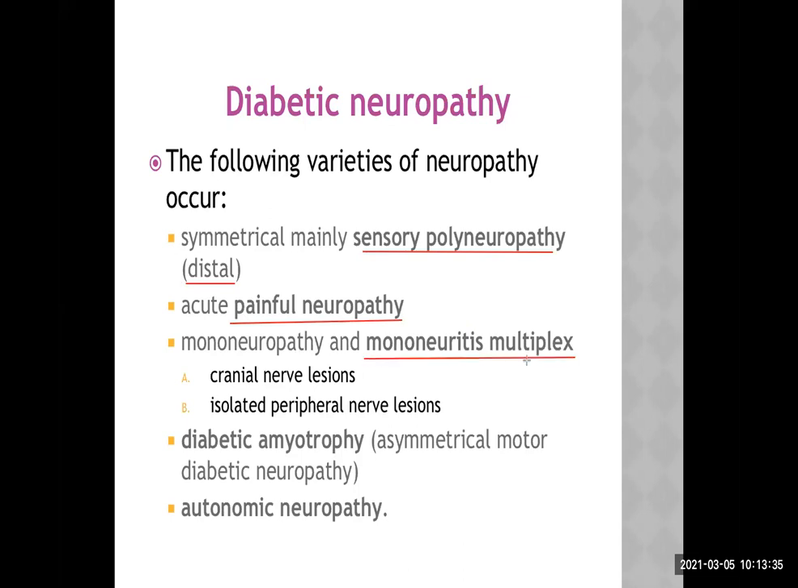Different nerves are affected in multiple parts of the body, like cranial nerves or the peripheral nerves. It may be the seventh cranial nerve. It may be the third cranial nerve. It may be the femoral nerve. It may be the obturator nerve, or it may be the sciatic nerve. Another is diabetic amyotrophy. Because of motor nerve involvement, the muscles are atrophied. That is known as amyotrophy, atrophy of muscle because of motor nerve involvement, which is asymmetrical. And another is autonomic neuropathy. So this is how diabetic neuropathy occurs.